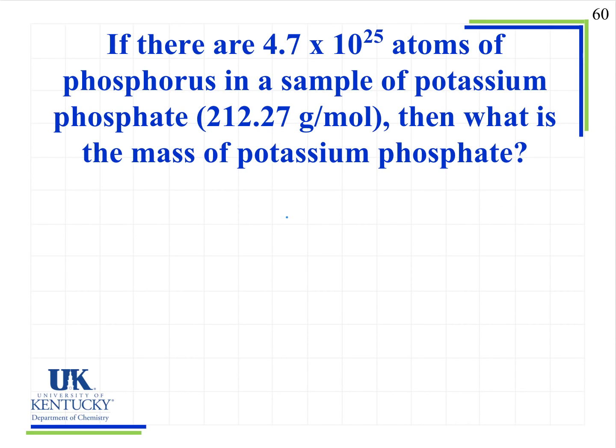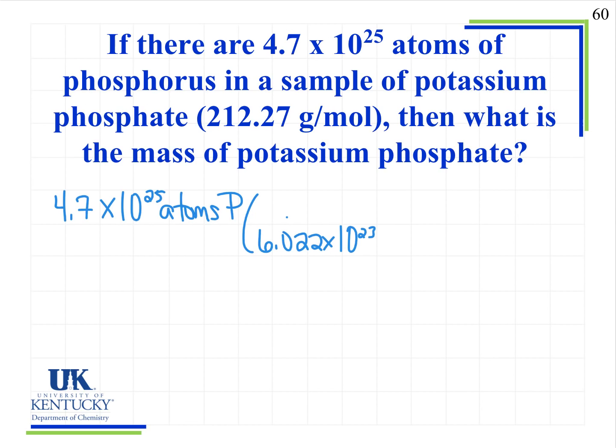Now let's start with the number we're given, which is 4.7 times 10 to the 25th atoms of phosphorus. And I'm going to use my Avogadro's number to get from atoms of phosphorus, so 6.022 times 10 to the 23rd atoms in 1 mole of phosphorus. So now if I look at my units, I see that atoms of phosphorus cancels out. And if I stopped here, I'd have moles of phosphorus, but that's not where I want to be. I want to get to the moles, ultimately the mass of potassium phosphate, which means I first need to get to the moles of potassium phosphate.